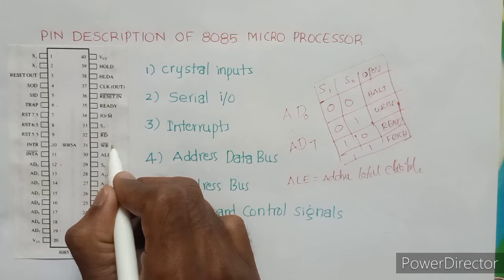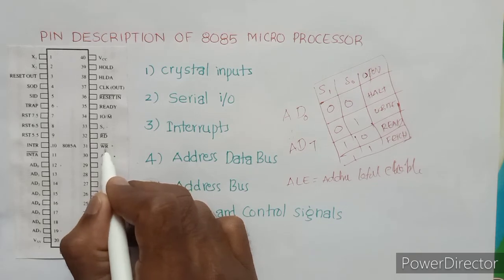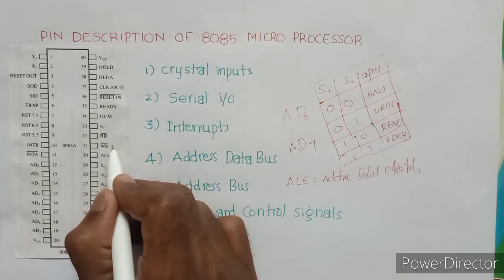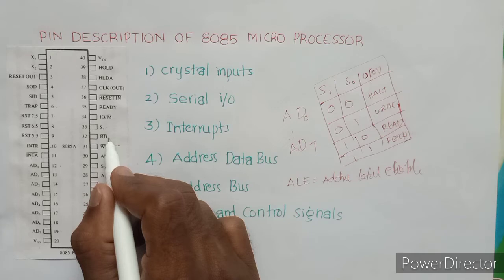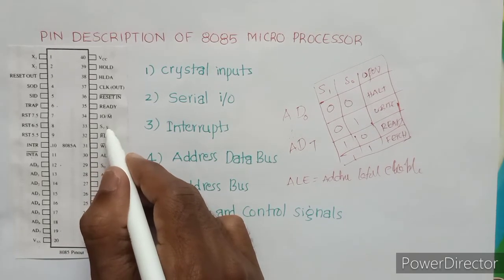Next, write. The microprocessor provides the write signal through this pin. When write equals 0, the microprocessor writes data into memory. Next, the 32nd pin is the read pin. When read is low, memory is enabled and data can be read. The 33rd is S1, the status pin.